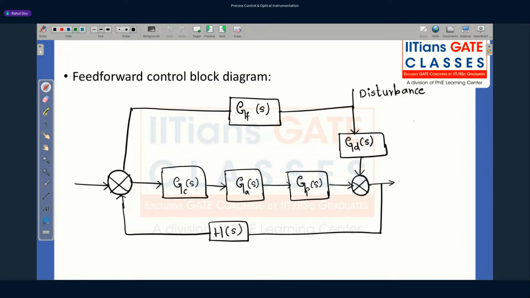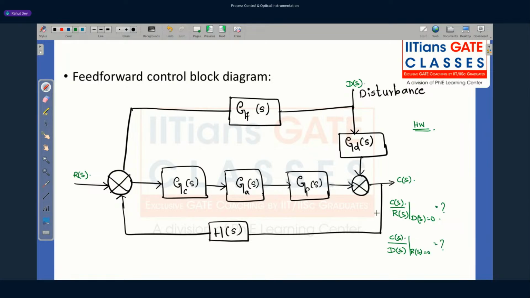Now homework for this. Homework, what I want: let this be D(s), let this be R(s), let this be C(s). So what I want you to calculate is C(s) by R(s) when D(s) equals 0. So what will be the first transfer function? Next is C(s) by D(s) when R(s) equals 0. What will be the transfer function?